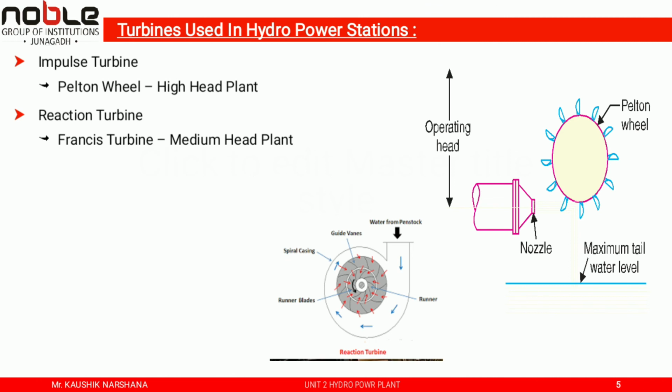So what is a draft tube? The larger end of the draft tube is kept submerged in water in the tail race so that air cannot go inside, right?